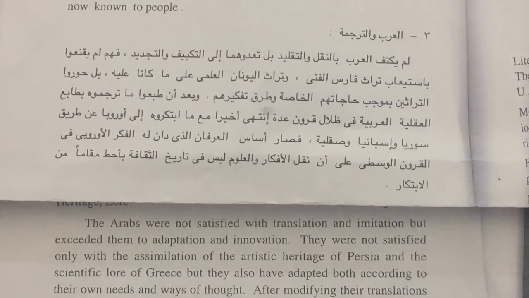فإذا فهم لم يقتنعوا باستيعاب تراث فارس الفني وتراث اليونان العلمي على ما كان عليه, but حوروا التراثين بموجب حاجاتهم الخاصة. Their own special needs, then it becomes like special needs for the disabled. And here, of course, it will be very confusing in English if you say for special needs, for their special needs, or according to their special needs.